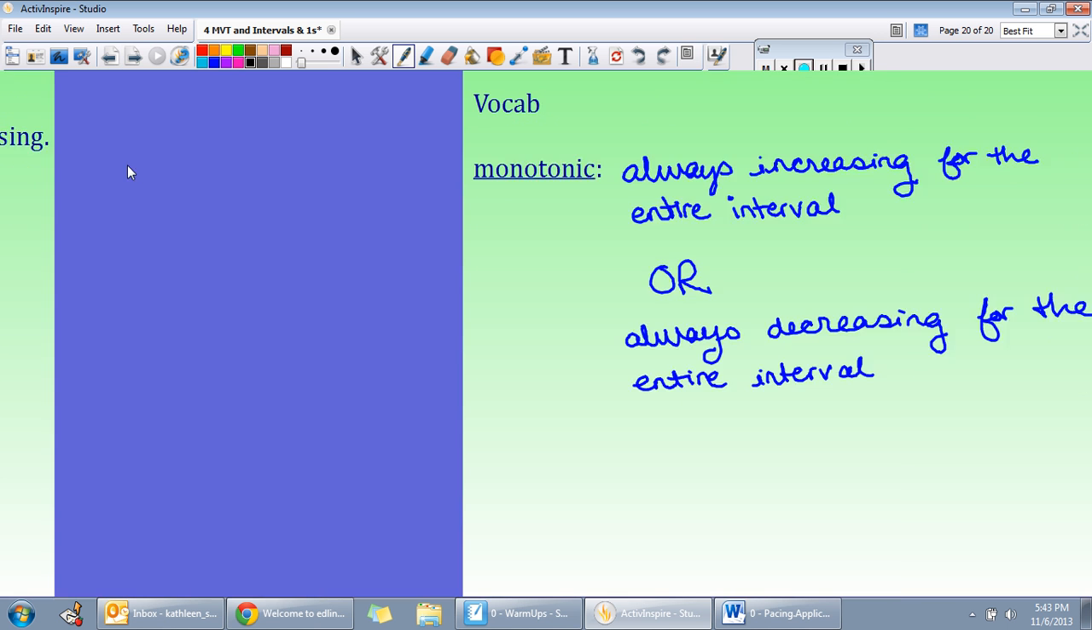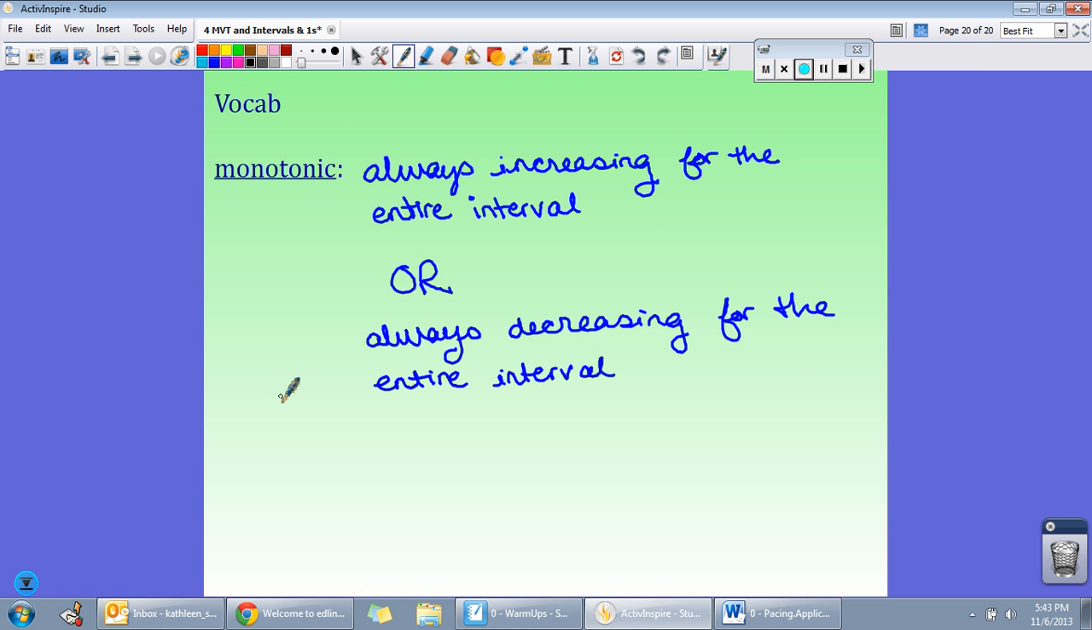And finally, one last thing, vocabulary for the chapter, for the problems in the book. The word monotonic means either always increasing for the entire interval or always decreasing for the entire interval.